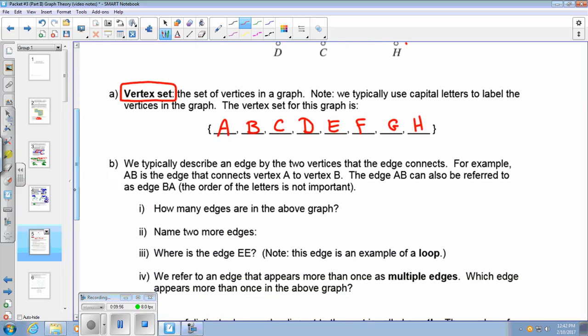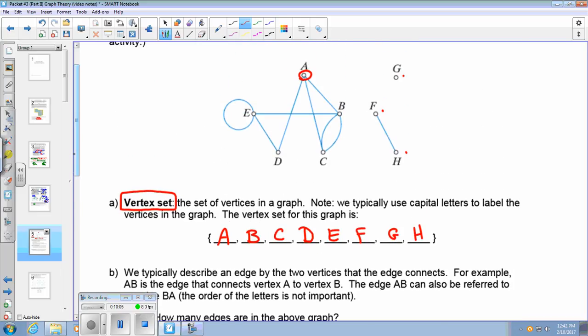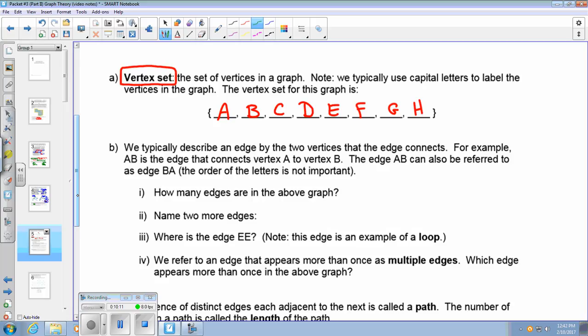In part B, we typically describe an edge by the two vertices that the edge connects. So for example, AB is the edge that connects vertex A to vertex B. And edge AB is right here. Note that the edge AB can also be referred to as edge BA because the order that you put the letters in is not important.